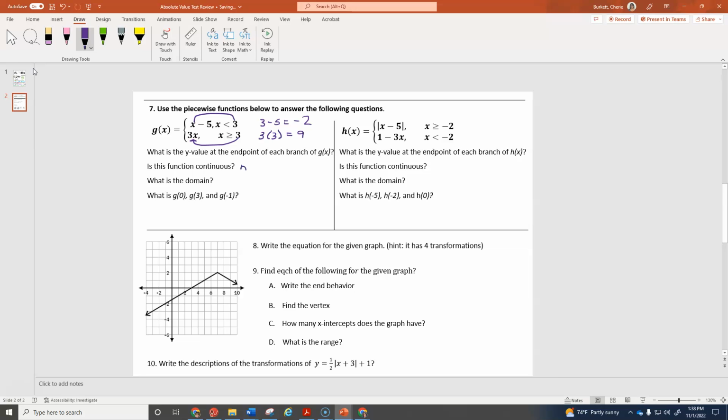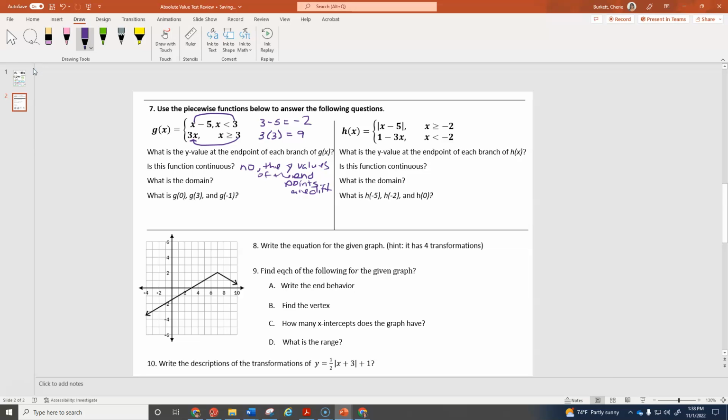Is this function continuous? No. Why? The y values of the endpoints are different. These are the y values right here. The y values of the endpoints are different. That's how we know it's not.